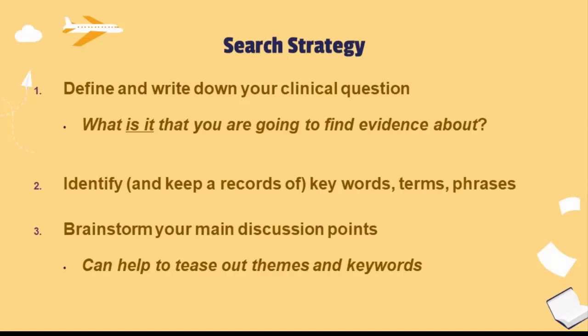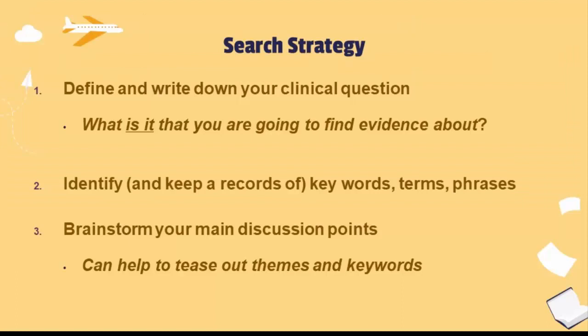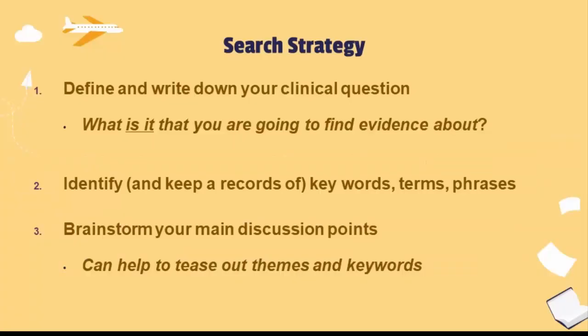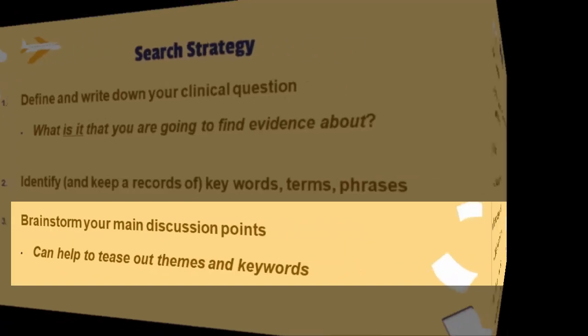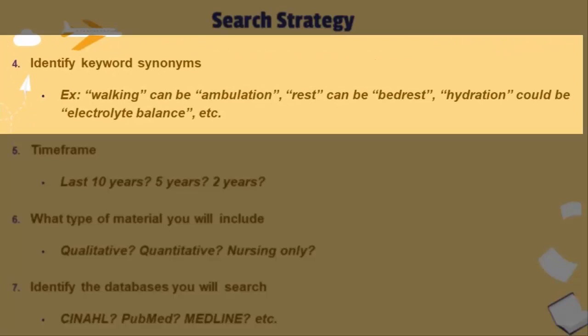To develop a search strategy, you'll need to define and write down your research or clinical question. So what is it that you're going to find evidence about? You need to identify and keep a record of key terms, words, and phrases. You need to brainstorm your main discussion points to create new concepts or mind maps that can help tease out themes and keywords. You need to identify keyword synonyms.